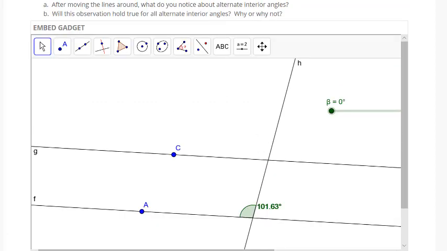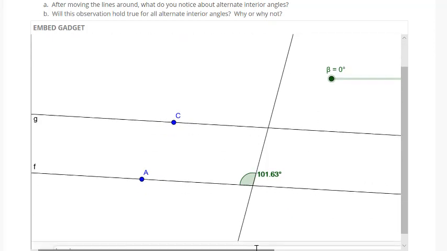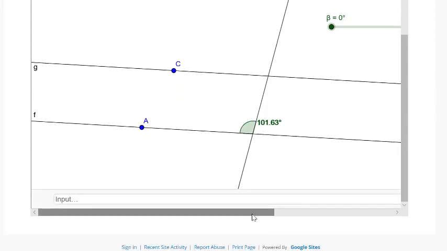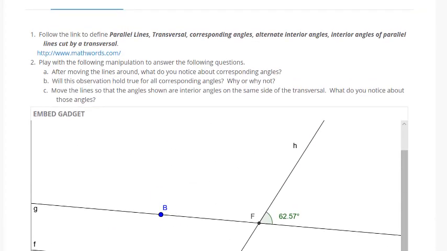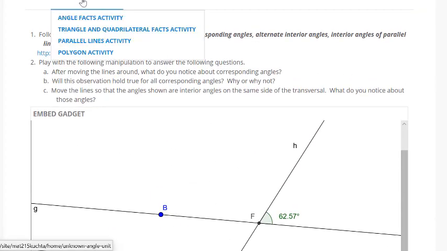Now here I've got a set of parallel lines and a transversal, which is H. If I take this angle and rotate it, I can see that those are alternate interior angles. They are exactly the same. Alternate interior. And that looks good for now.